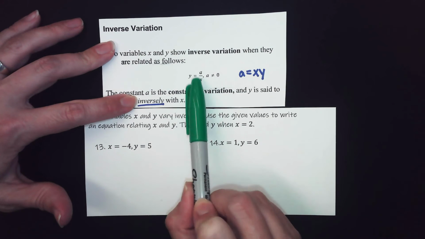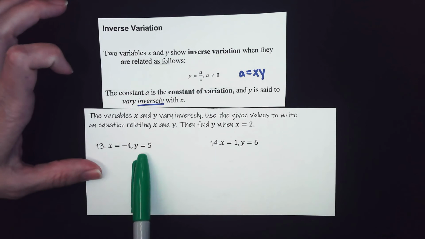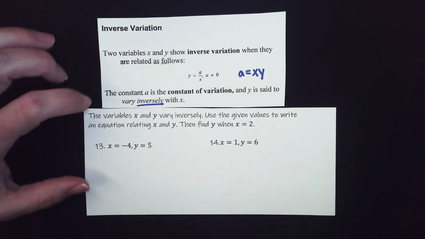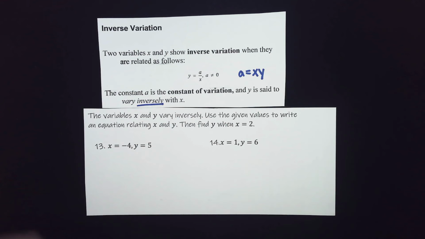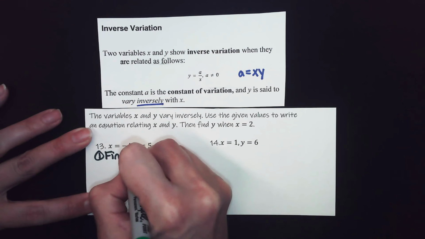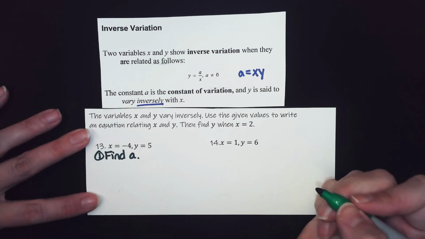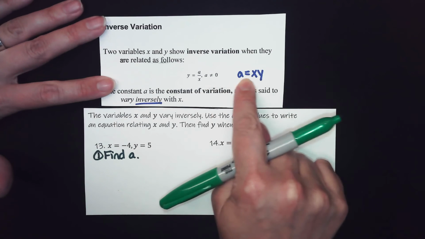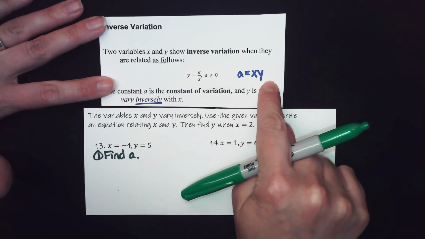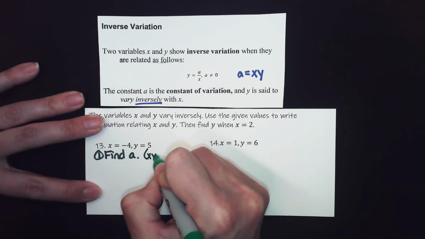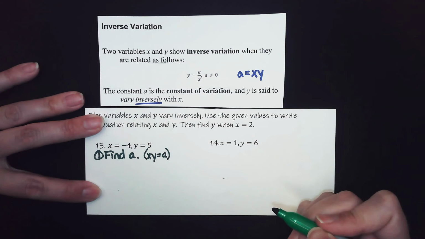Okay? So for the first step on these, I can't write it as an inverse variation until I know a. Well, they gave me one x and y, and I need to find that a. So that's step 1 here. We need to find a. And to do that, look, in our inverse variation, the constant equals x times y. So we're going to use x times y equals a, or a equals x times y.